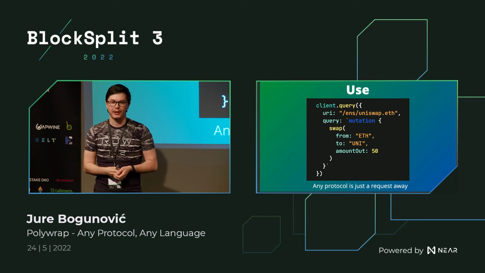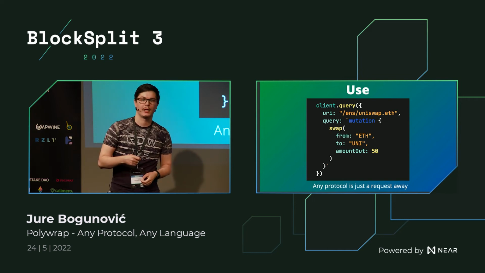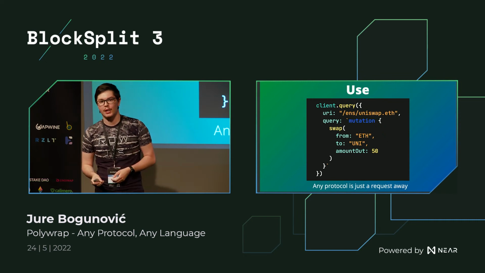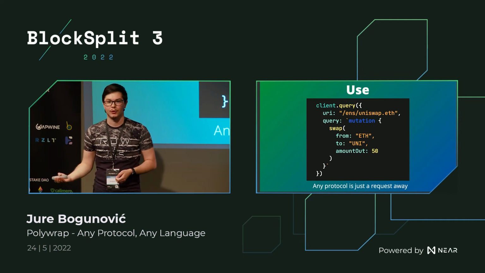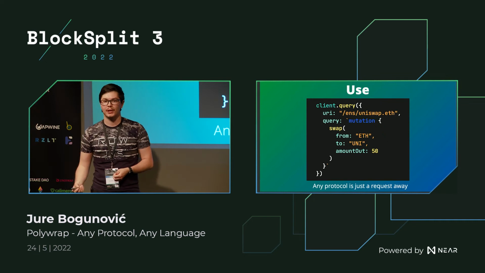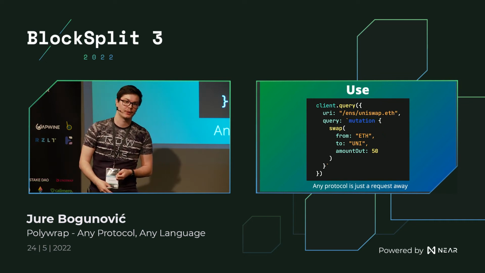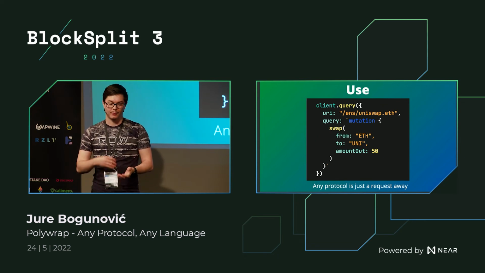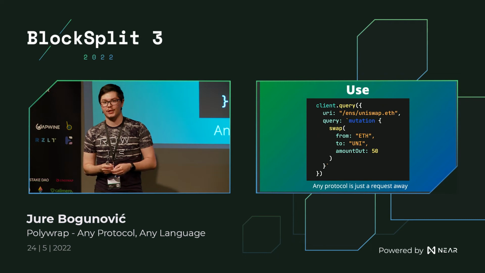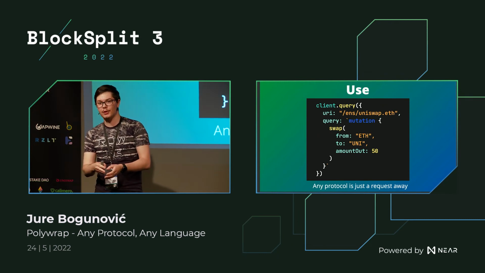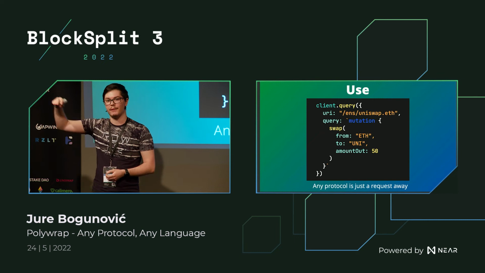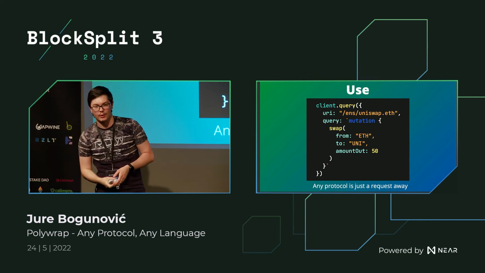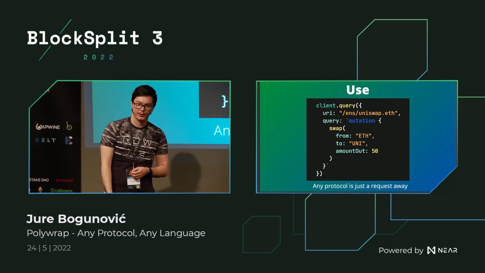So you call the query method on the client, you specify the URI, which is your ENS domain name of your wrapper, and then you write a GraphQL query. Here we have a mutation, and we're calling a swap method, and we're swapping some ETH tokens to UNI. So with this, it's really easy to use. On the back end of it, you're just really doing RPC calls to that wrapper locally. The client first fetches the wrapper from IPFS, downloads it, and executes it locally. So any protocol is just a request away.